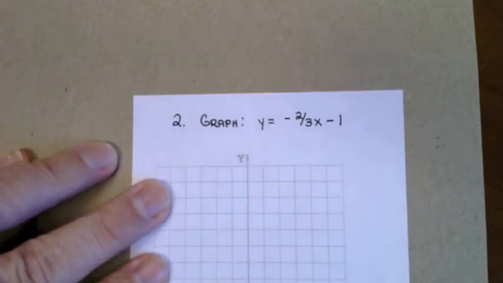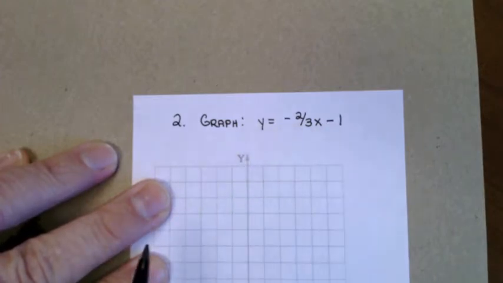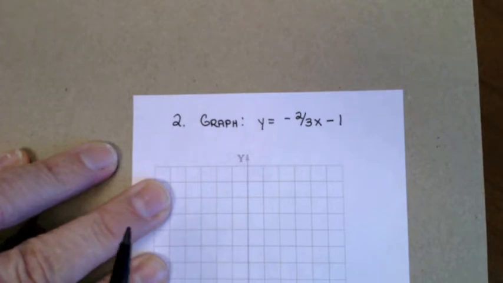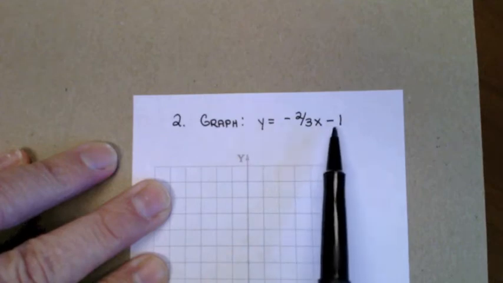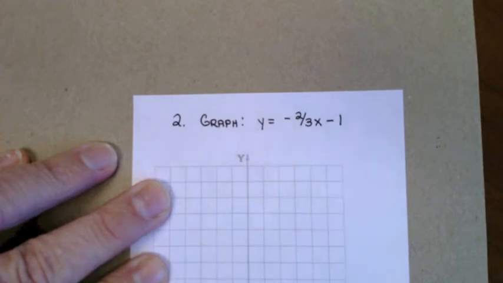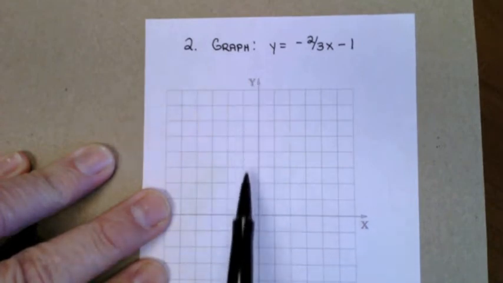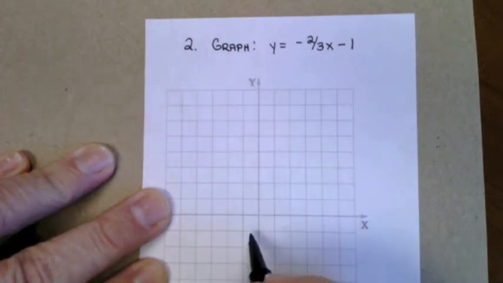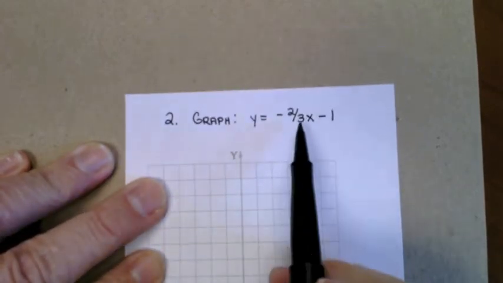Example number 2. It is also written in slope-intercept form. Remember, if it's written in slope-intercept form, it gives me two pieces of information. It tells me what the slope of this line is, and it tells me what the y-intercept is. I'm always going to start by graphing the y-intercept. The y-intercept for this problem is -1. So I need to find -1 on my graph. Here's my y-axis, and here's -1 on the y-axis.